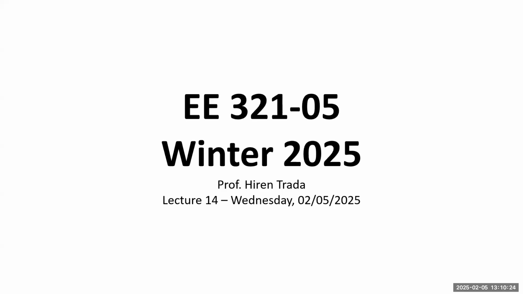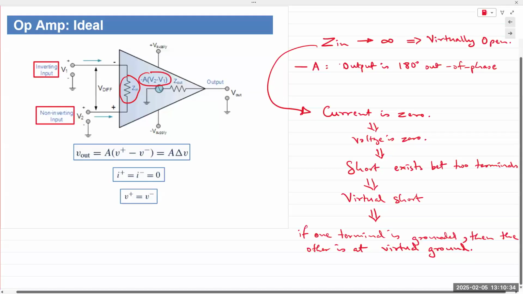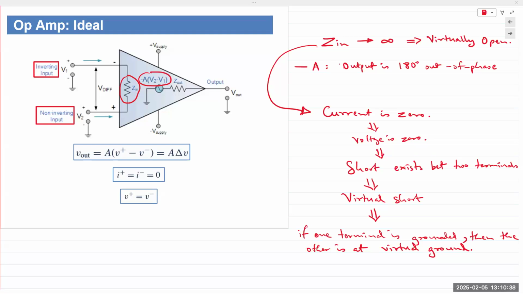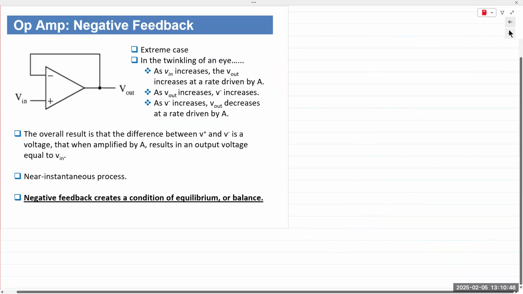Okay, good afternoon. Let's continue with our discussion of op amps. Ideal op amp there. So we stopped right here where we had the virtual ground, virtual short concept.